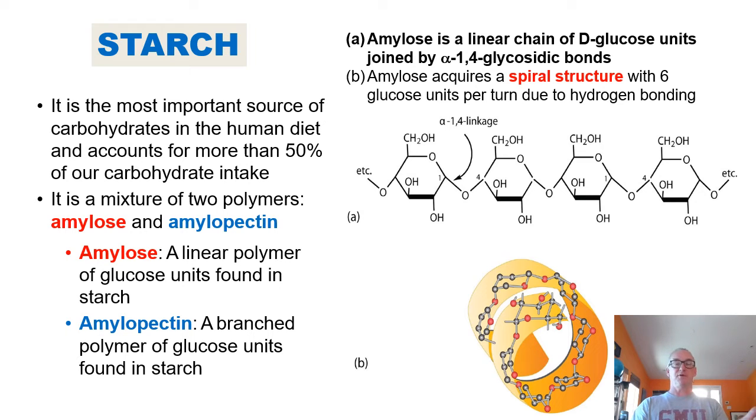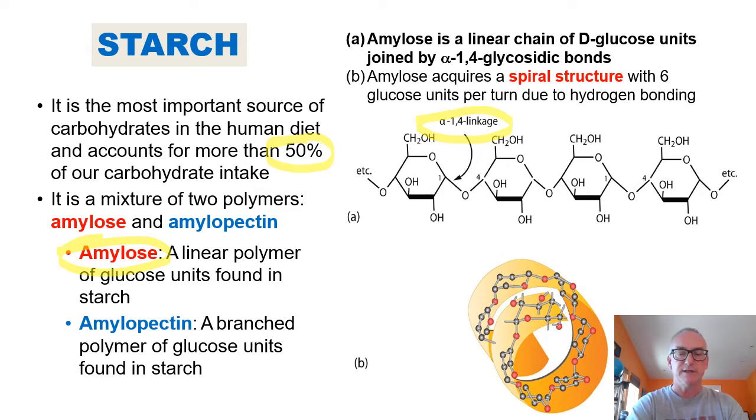So starch is the most important source of carbohydrates, like potatoes, pasta. They have a lot of starch in them. And they really account for about half of all the carbohydrates you ingest. It comes from starch. And it's a mixture of two different polymers. One is called amylose, and that is just a linear structure of glucose joined together by alpha 1,4 linkages.